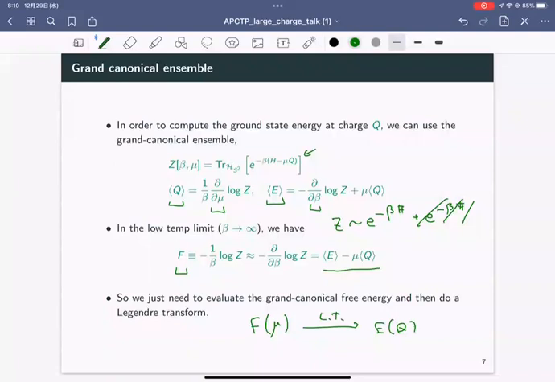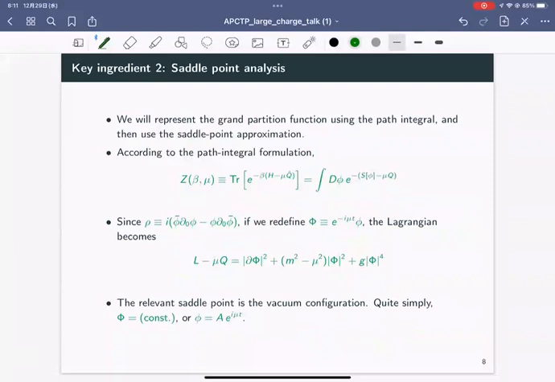Great. Right, so what's important here is that we can represent the grand canonical partition function using the path integral, and then use a saddle point approximation. According to the path integral formulation, you can represent it like the action minus mu Q integrated over the whole space. So this is what we want to compute.